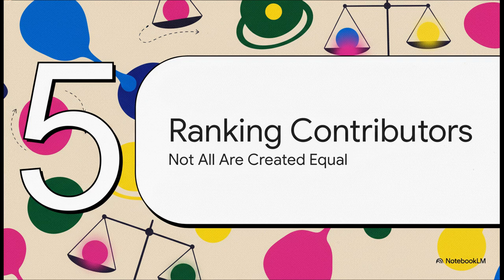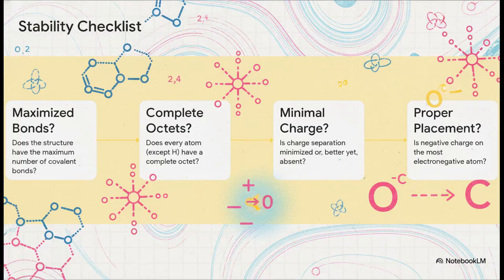Well, that implies that some of our drawings, some of those canonical structures, are more important. They contribute more to the final real picture than others. So how do we figure out which structures are the heavy hitters? It's actually pretty straightforward. We've got this handy checklist. The best, most stable structures, the ones that are the biggest contributors, will have the most covalent bonds possible.